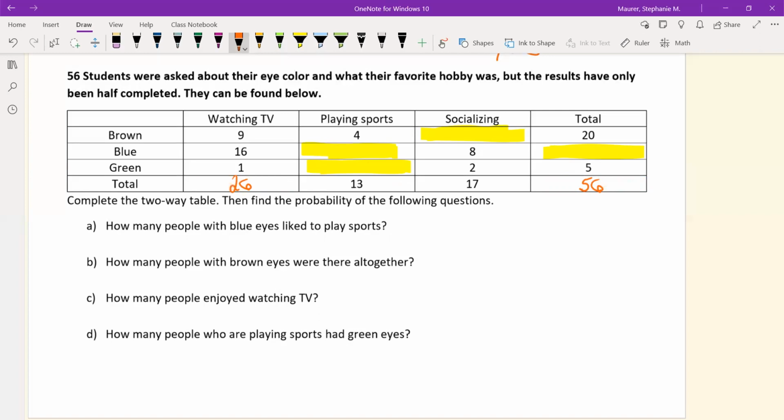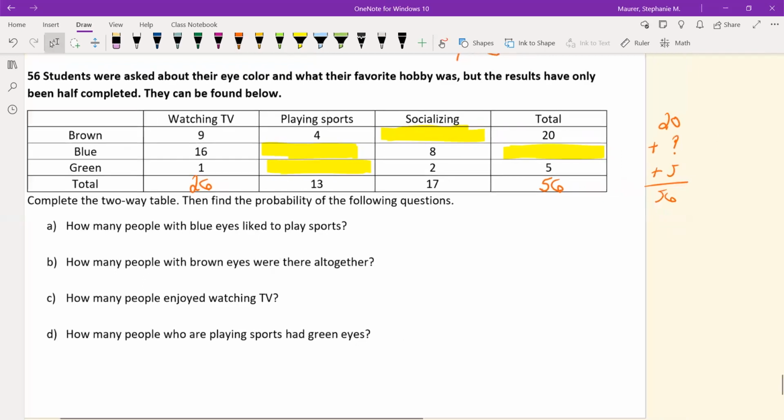Let's see, I could probably fill in this one. Now this will be a little interesting. So this means that I need 20 plus some number plus 5 equals 56. So let's think about it more like this. Let's do 56 minus 20 minus 5. That would give me 31. That means my missing number has to be a 31.